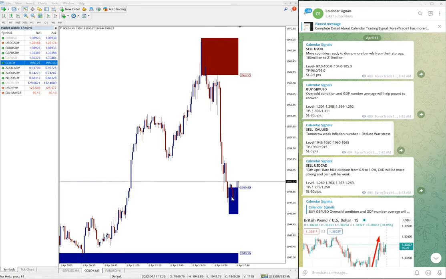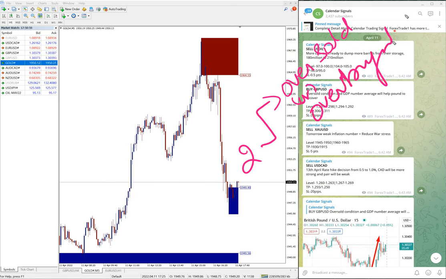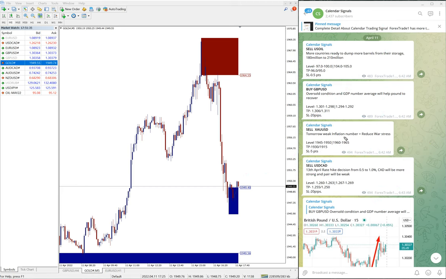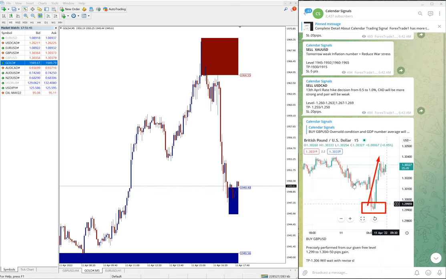Based on two reasons we give signals on the calendar signal channel. One is an oversold or overbought condition. And the second reason, which is more important, is that the signal is generated based on economic data like interest rate decisions, crude oil inventory and so on. Another reason is news, like the Russia Ukraine war and all these things. Based on this news also, we predict the movement of any given script, and based on that we give the signals. And here sell USOIL was given, then buy GBPUSD, sell XAUUSD and sell USDCAD.